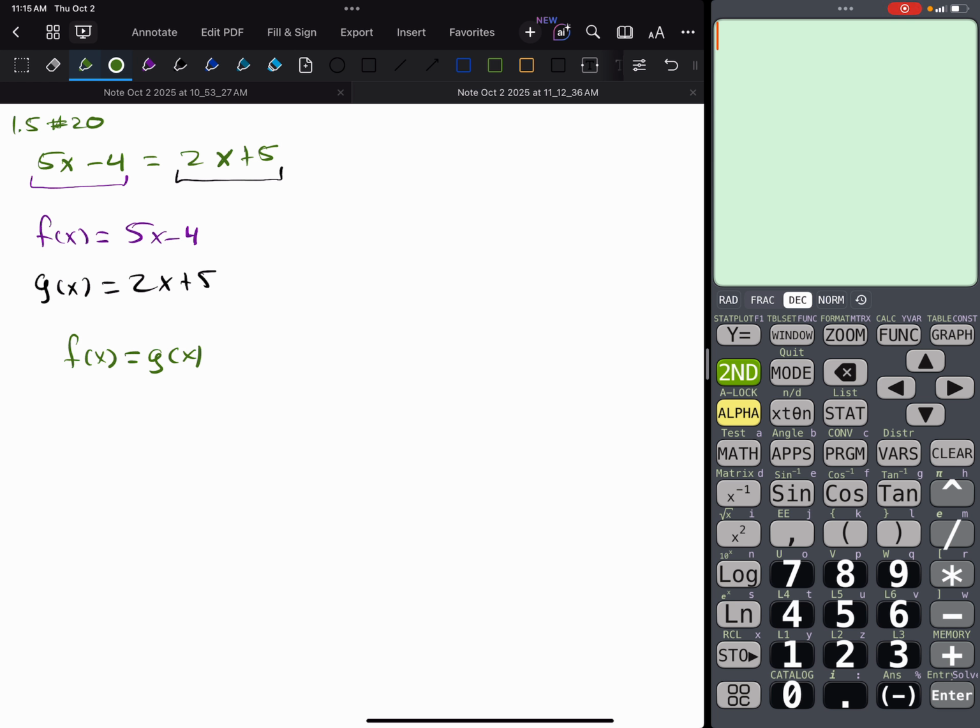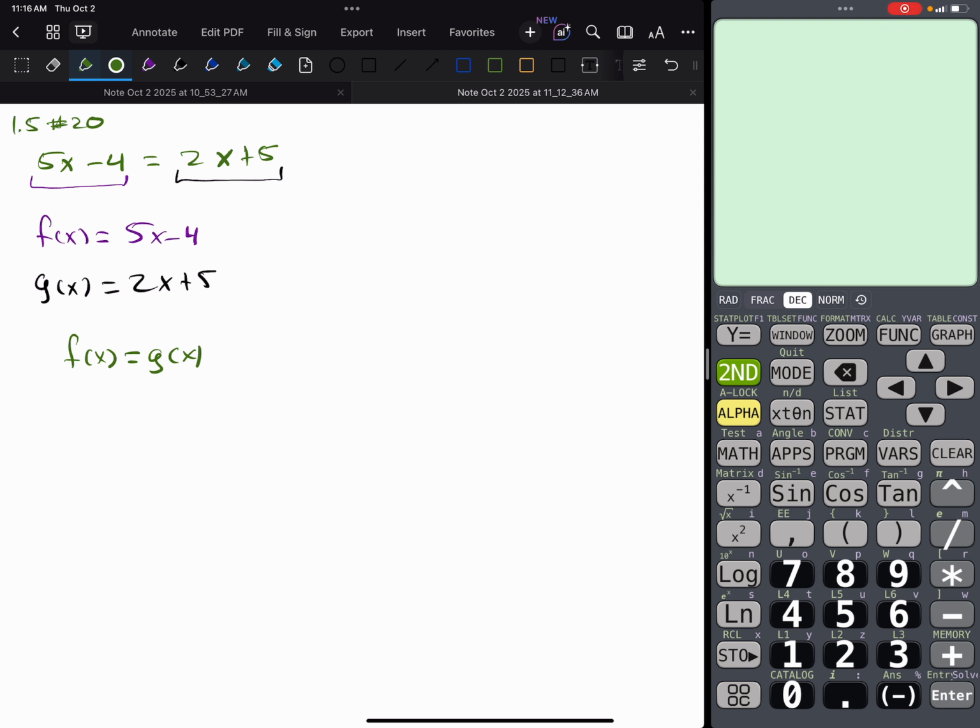Well, when I think of f of x and g of x, I think of the output, right? I think of the output of the equation. So what I'm really saying is the output of the equation on the left equals the output of the equation on the right. Well, those are y values, right? If I'm graphing this thing, those are y values. So I'm saying the y value of the purple function equals the y value of the black function. And I'm trying to find an x value where that's true.